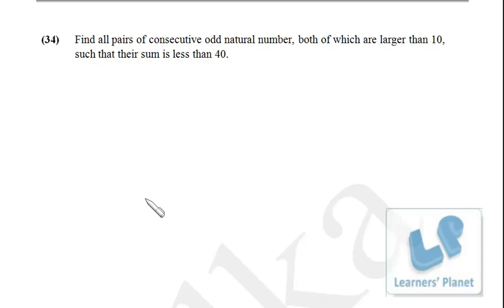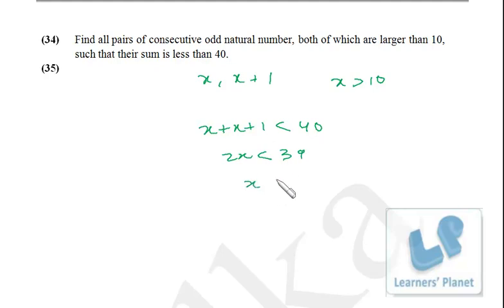Find all pairs of consecutive odd natural numbers, both of which are larger than 10 and such that the sum is less than 40. Consecutive natural numbers, that means one is x and the other is x plus 1. Both of which are larger than 10, so x is greater than 10. And their sum is less than 40. So x plus x plus 1 is less than 40, 2x is less than 39. So x is less than 39 by 2.